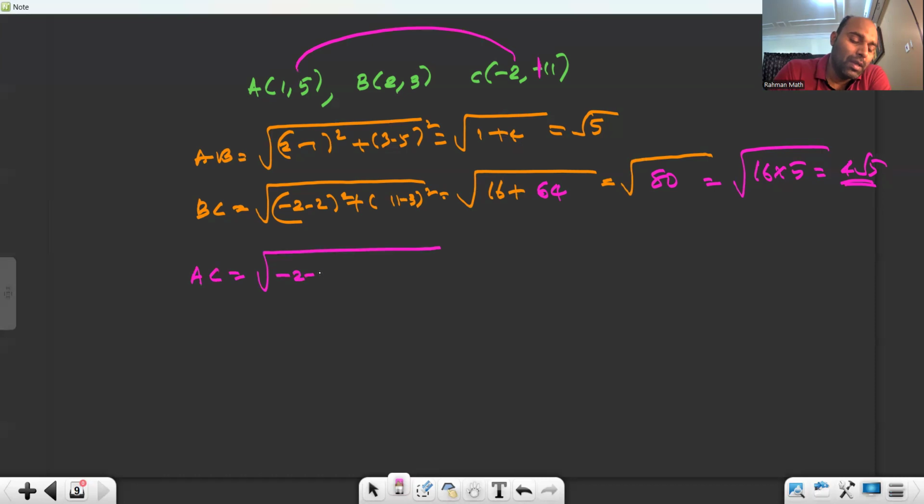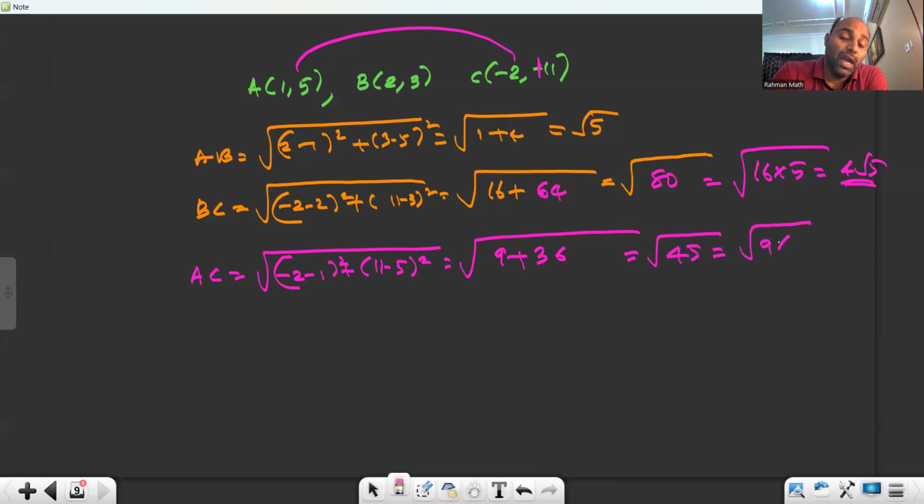AC: minus 2 minus 1 whole square, 11 minus 5 whole square. Minus 2 minus 1 is what? Minus 3. Actually, in this question, it can be determined whether it is collinear or not collinear. If you are doing minus 11, you will get it is not collinear. That is the only thing. Okay, but I'm just trying to find the collinear case. Minus 2 minus 1, minus 3 square 9. 11 minus 5 is 6. 6 square 36. Root of 45. Root 45, you can write 9 into 5. Or you can do prime factorization. So 3 root 5.